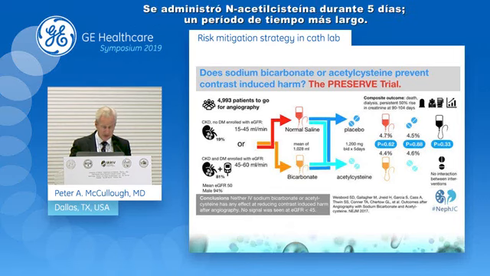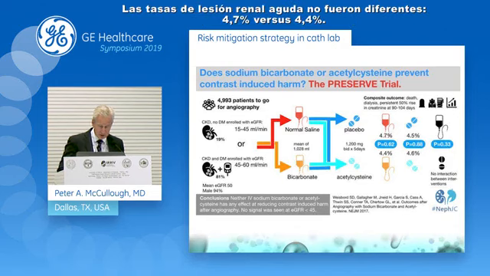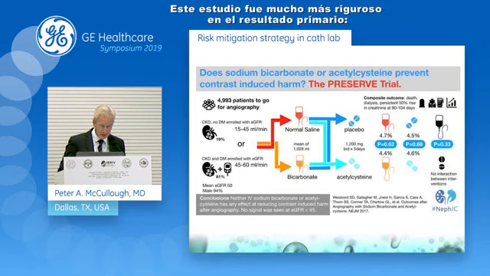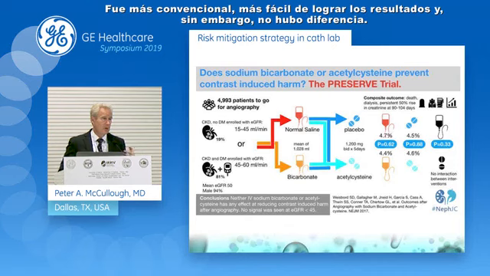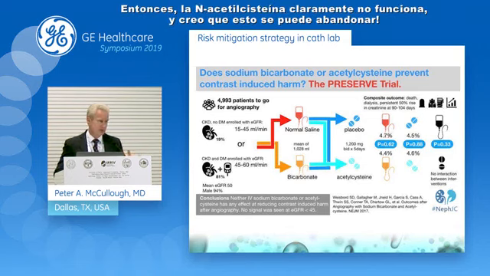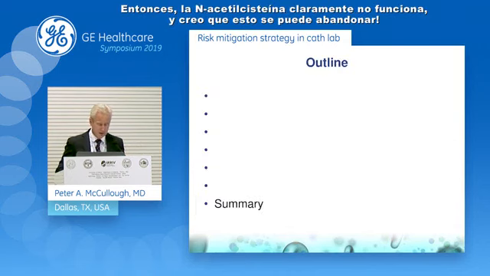The N-acetylcysteine was given now for 5 days, so for a longer period of time. And here, the rates of acute kidney injury were no different, 4.7 versus 4.4%. They had a much stricter definition of the primary outcome, which was death, dialysis, a persistent 50% rise in creatinine at 90 to 104 days, and even more conventional, easier to meet endpoints were no different between this. So N-acetylcysteine clearly doesn't work, and I think it can be abandoned.